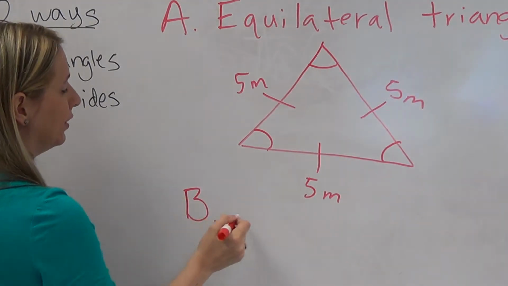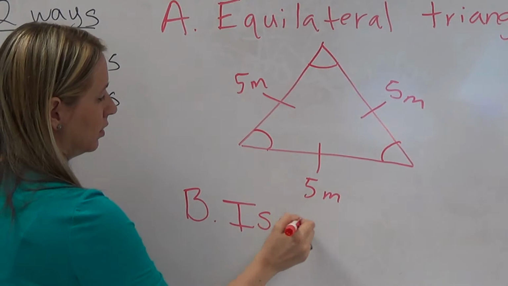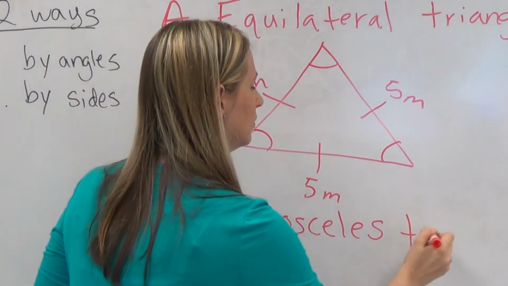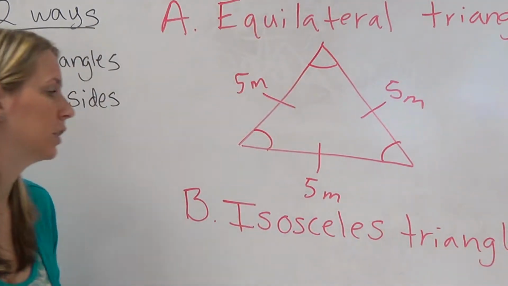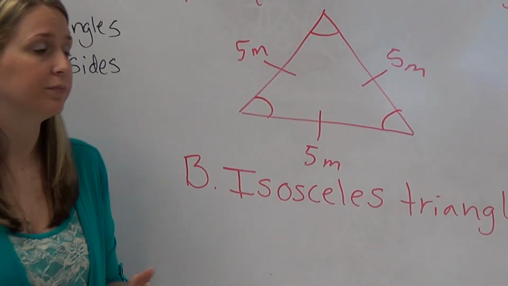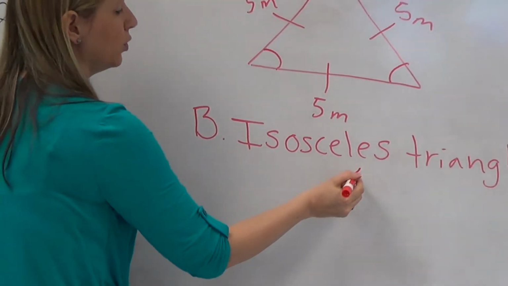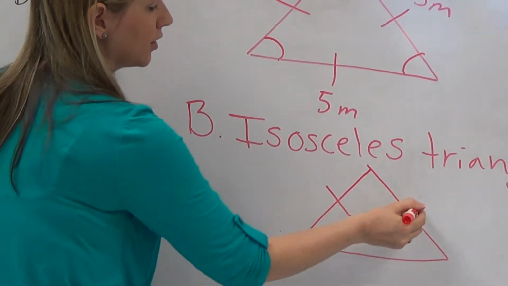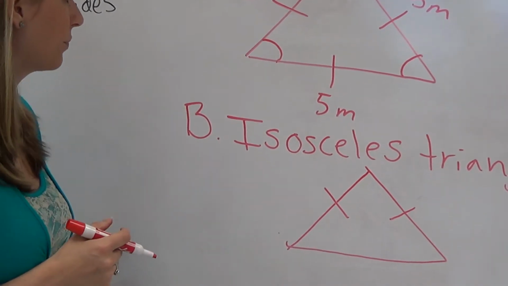Our second one is an isosceles triangle. Okay, kind of a hard word to spell, but a good one. An isosceles triangle has only two congruent segments. So often an isosceles triangle will look like this, two congruent segments. Okay.